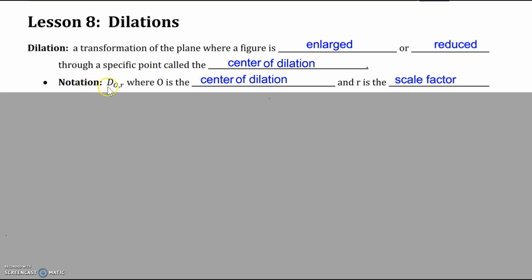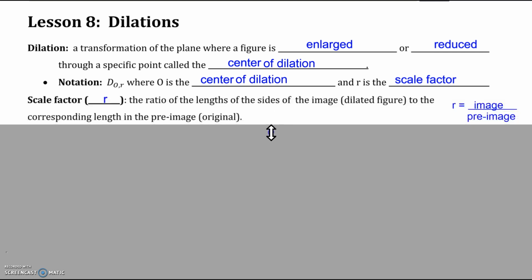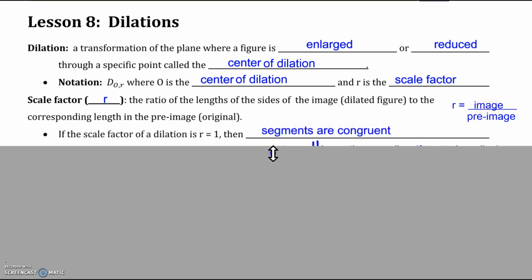When we do the notation, it's a capital D, and then the subscript, the first thing is going to be the center of dilation, that point, and then there will be a number, and here we call it r, and that number is the scale factor. It's the multiple. The scale factor, r, is the ratio of the length of the side of the image to the corresponding length in the preimage. So you're going to pick a side from the image, and you're going to put it over the side in the preimage, and then you divide, and that'll tell you how much bigger or smaller the image is compared to the preimage. If your scale factor is 1, then the segments are congruent.